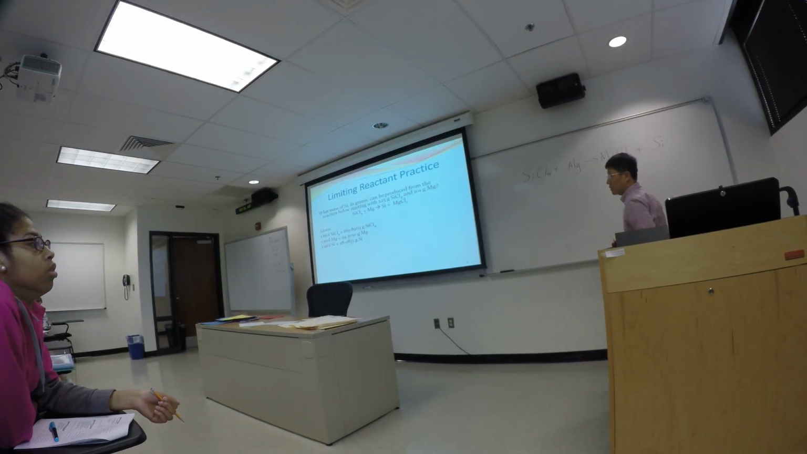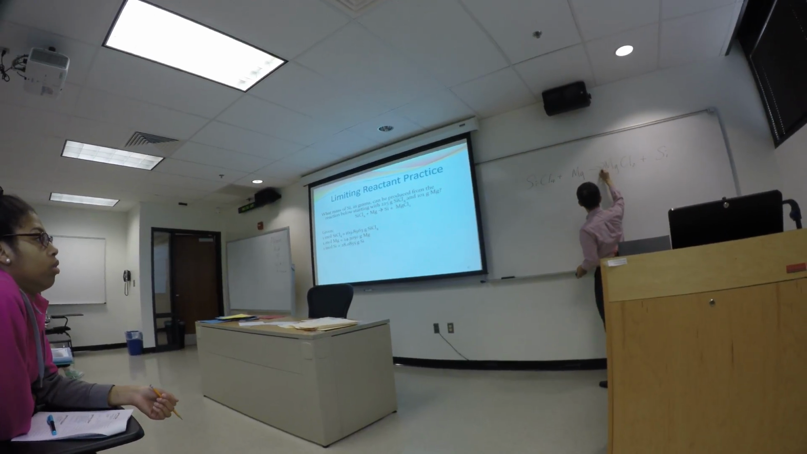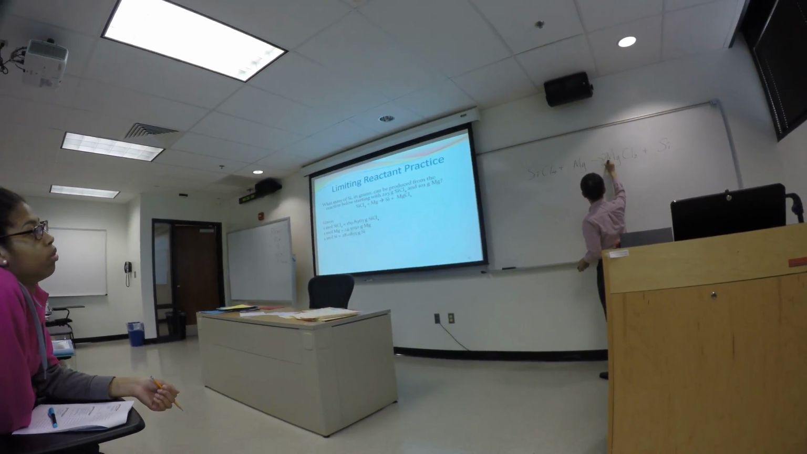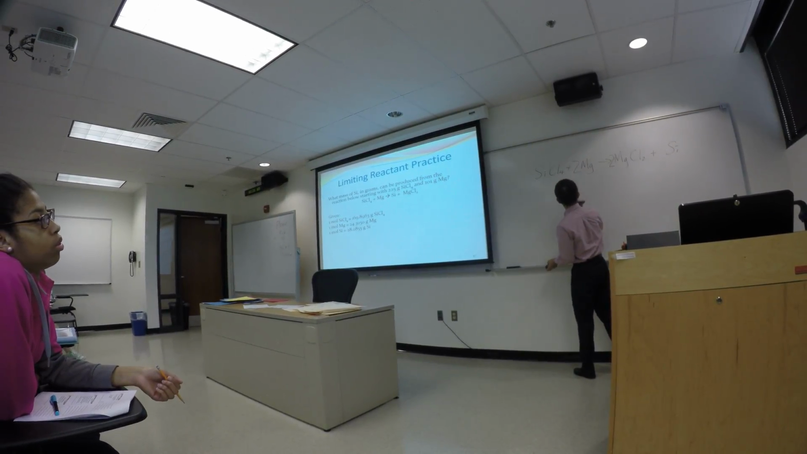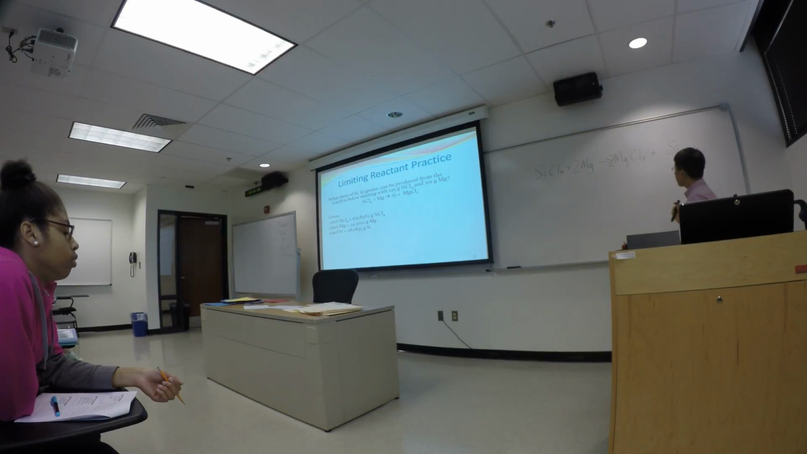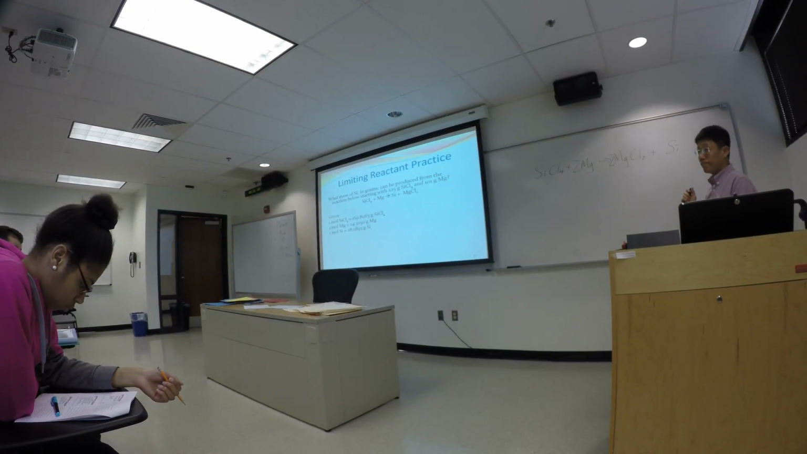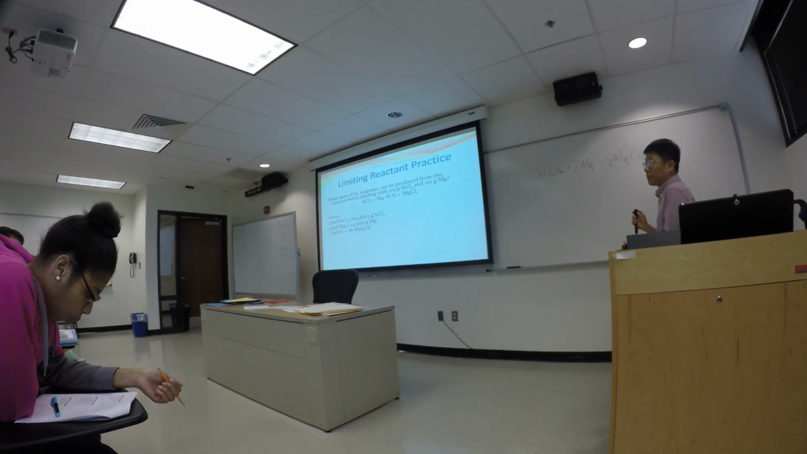So we're going to put 2 in here. Now if you put a 2 in here, that will give you 2 magnesium. So we're going to put 2 in front of magnesium. Is it balanced? Okay. So this is the balanced equation there.